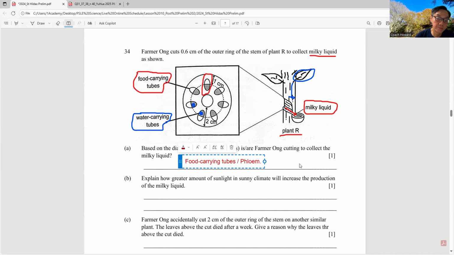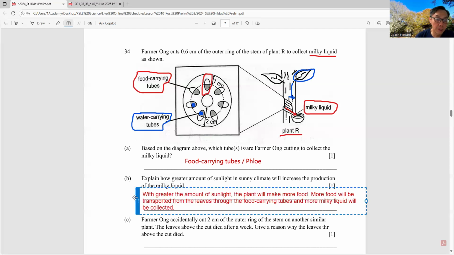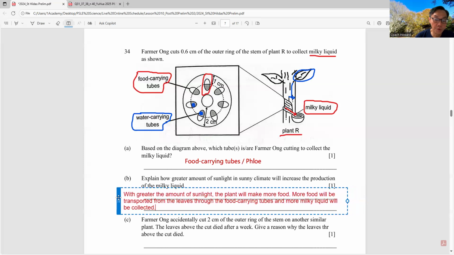Phloem. Okay, explain how greater amount of sunlight in sunny climate will increase the production of the milky liquid. So this tests understanding of the greater the light intensity, the higher the rate of photosynthesis. Okay, so with greater amount of sunlight, the plant will make more food. So this is a direct relationship. Part B. Okay. With greater amount of sunlight, the plant will make more food. More food will be transported from the leaves through the food carrying tubes, and more milky liquid will be collected.